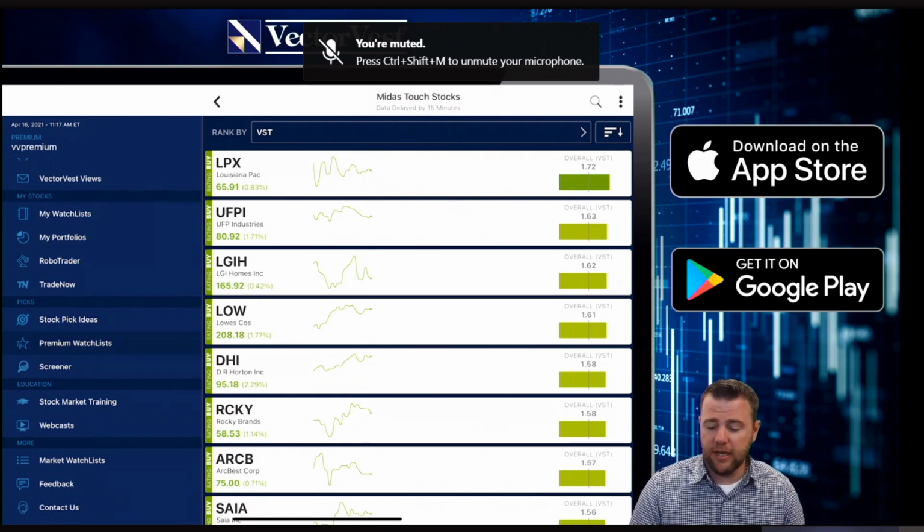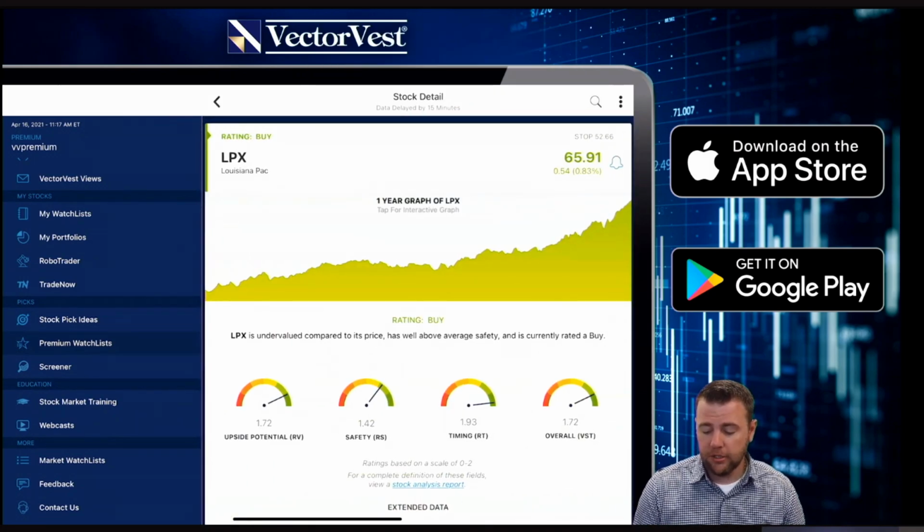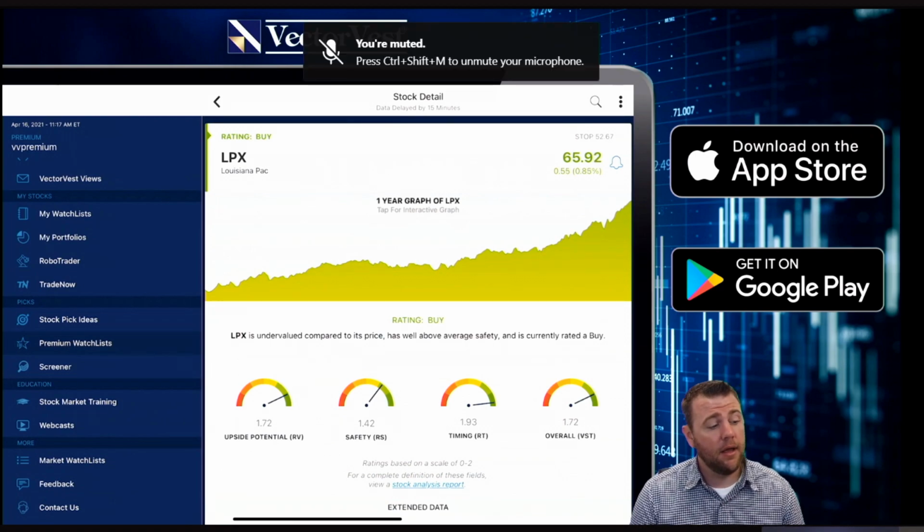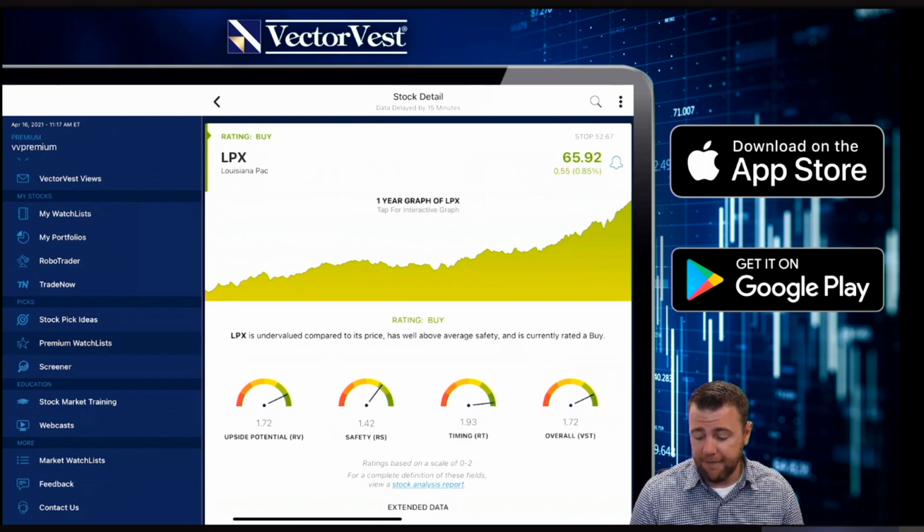So let's go see LPX, for example. Just to do some quick analysis on it, it has a great RV telling us it has great long-term potential over the next 1 to 3 years. We have a strong RS rating, so it has solid fundamentals, less risk associated with it. It's in a really strong short-term uptrend, so overall the stock is favorable right now.